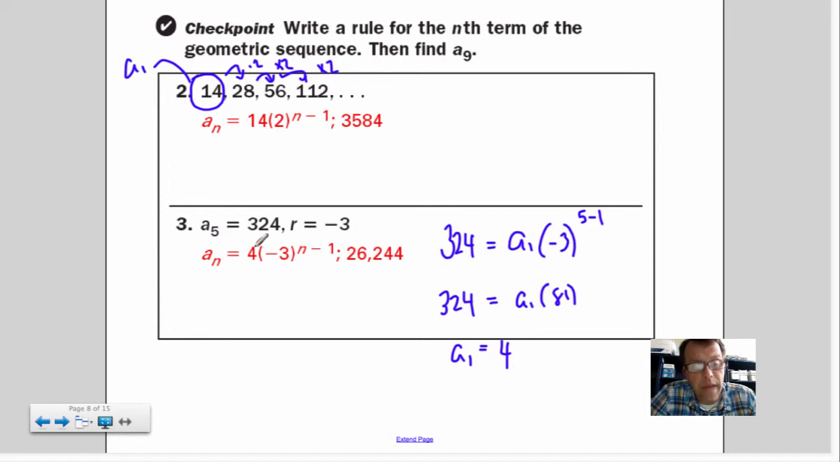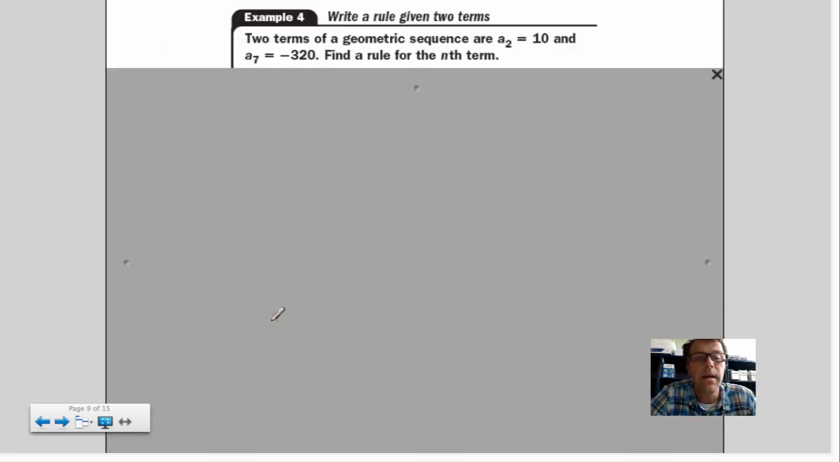And now you'd put that in for a sub 1, put the r value in here. That's your rule. You want to use it, plug 9 in, and you get this answer. You can practice plugging in with your calculator. Should be able to do it in one line on the calculator.